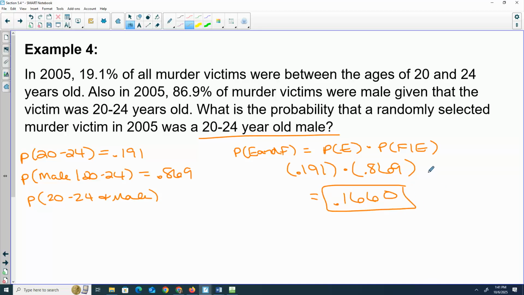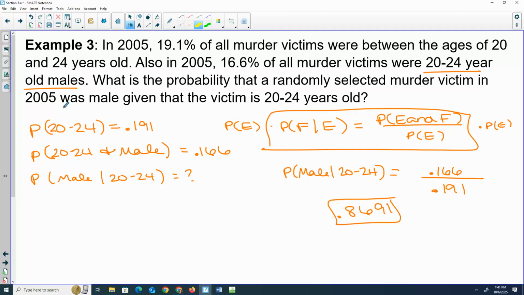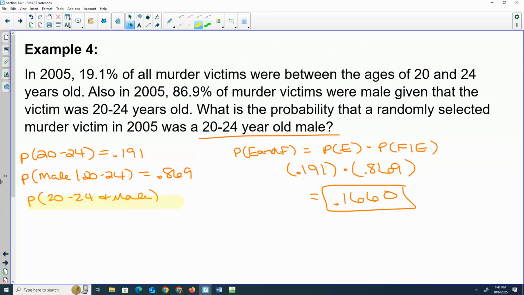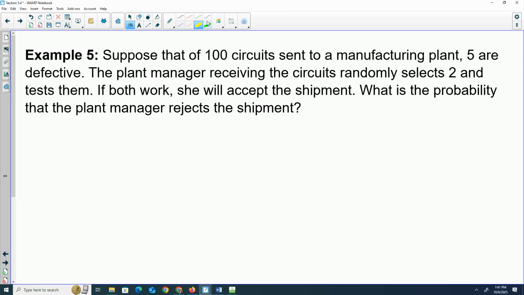So why would we multiply this one and divide the last one? It was a difference in what we were trying to find. This time we were trying to find the and. In the previous one, I was looking for the conditional. So it just depends on which one you need. Other questions? Let's keep practicing.